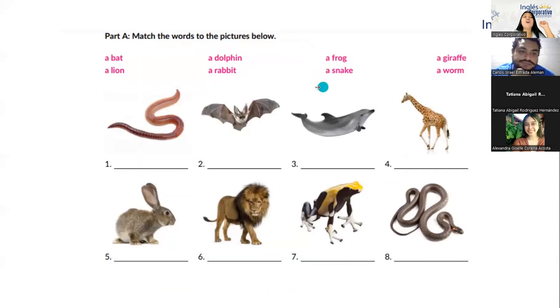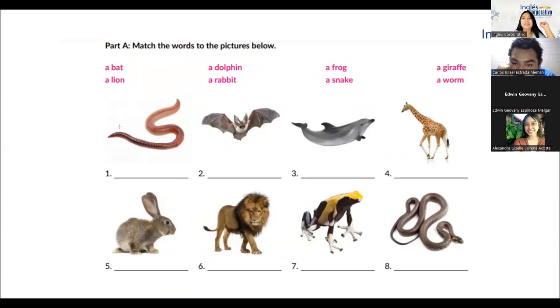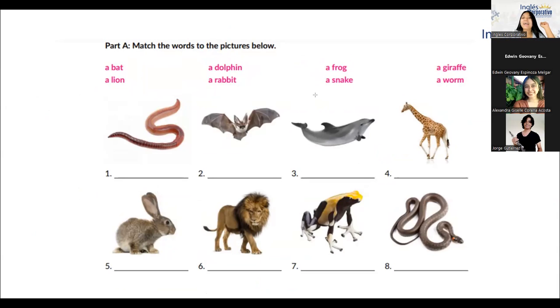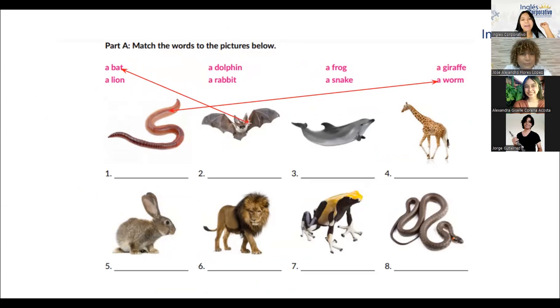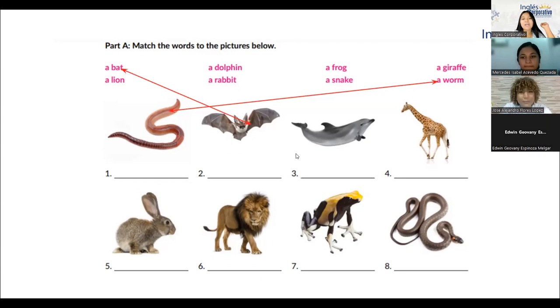Yes. So number one. What is it? Snake? Worm? A worm or a snake? A worm. Yes. Okay. Number two. A bat. Number three. A dolphin. Okay.